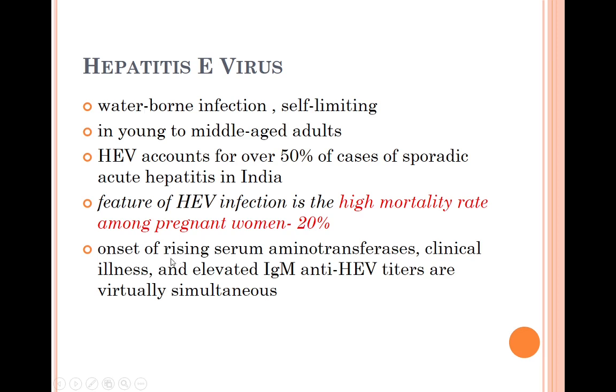So this, you'll find rising serum aminotransferases, clinical disease, and elevated IgM anti-HBV are virtually simultaneous. All of them happen at the same time. You can detect them at the same time. Okay? So that's the only thing.